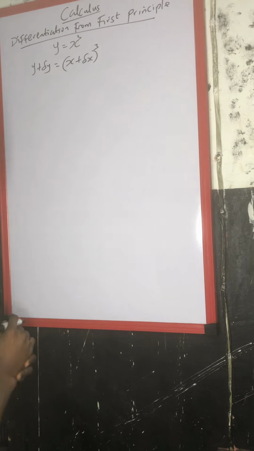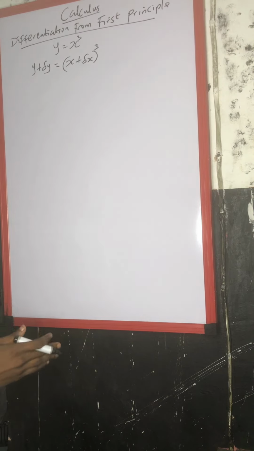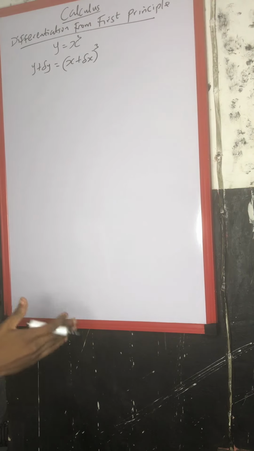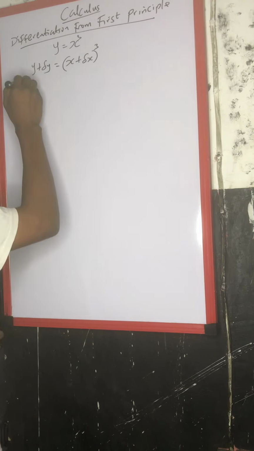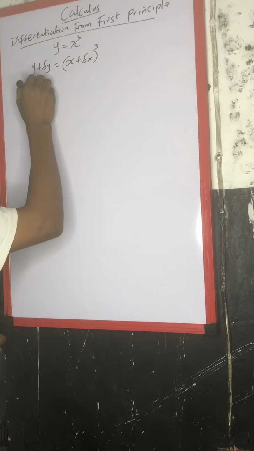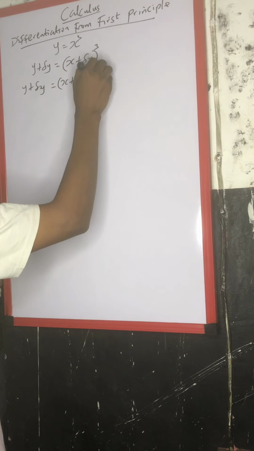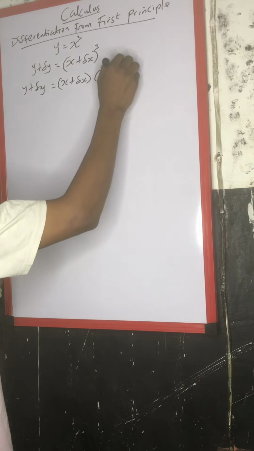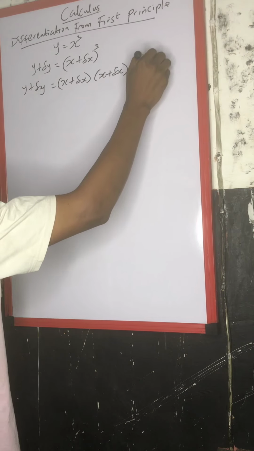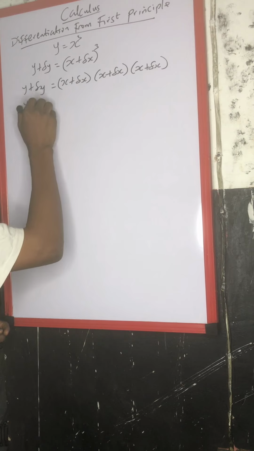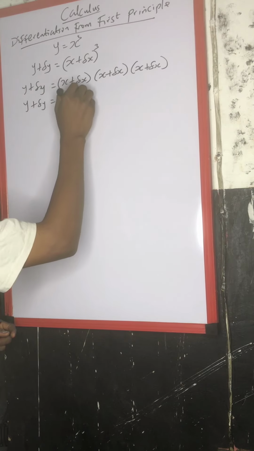From there, what you are going to do is to expand this bracket, or probably you can apply binomial theory in order for you to open up this bracket. It will be easier for you that way. So here we have y plus change in y equals (s plus change in x)(s plus change in x)(s plus change in x).